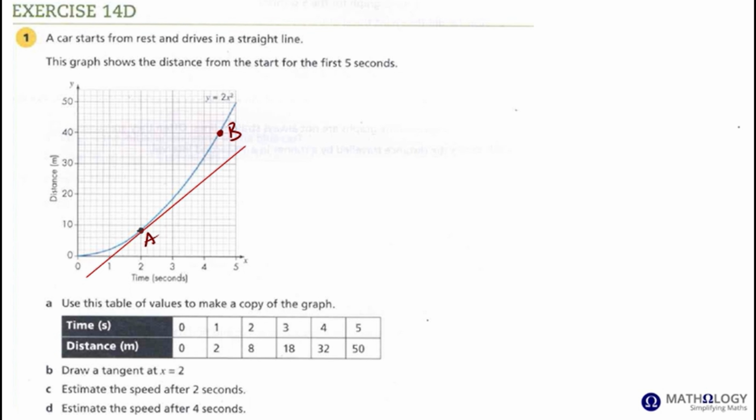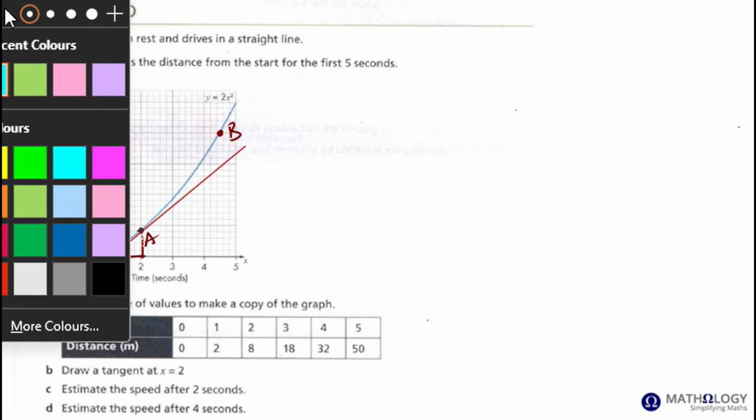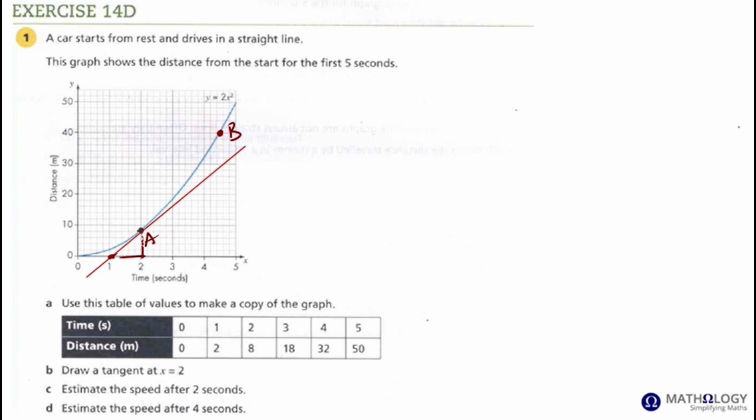Now to do that, we are just going to draw a triangle underneath the tangent line. Because it looks like the line cuts the x-axis at 1, we're just going to draw a triangle like that. So we're going to use this blue triangle here to estimate the gradient of that line. So the gradient of the triangle will be, if we read off that y value there, each division is 2, so that's going to be 8.